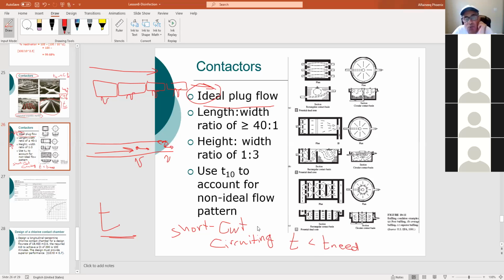They try to prevent this from happening by making these channels very narrow and very long, right? To prevent this short circuiting. Many things might cause it to happen. So this is the length to width, more than 40 to 1. See how narrow and long? And height to width, 1 to 3.